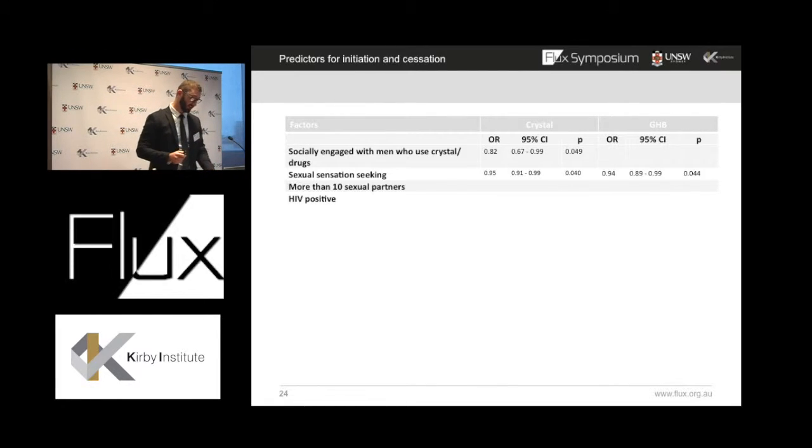Those who initiated crystal and GHB were more likely to engage with men who used crystal or other drugs and were more sexually adventurous overall compared to those who never initiated. Those who stopped using these drugs may be becoming somewhat less socially engaged with other gay men who use drugs, and they also scored relatively lower on the sexual sensation seeking scale than those men who continued to use.